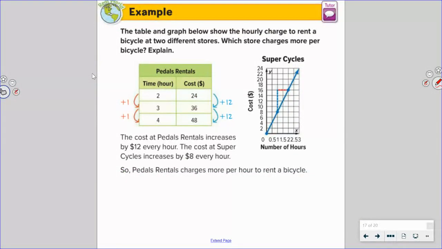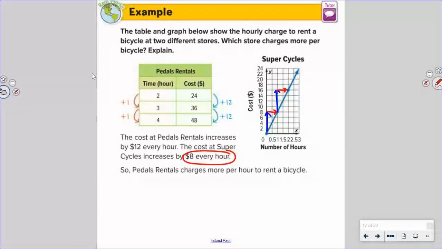This example, not in your notes, is just another example of how you can see on a graph an increasing trend. It appears to be going up 8 every 1. Let's check it again. From 8 to 16 is another 8 every 1. So Super Cycle, $8 per hour.